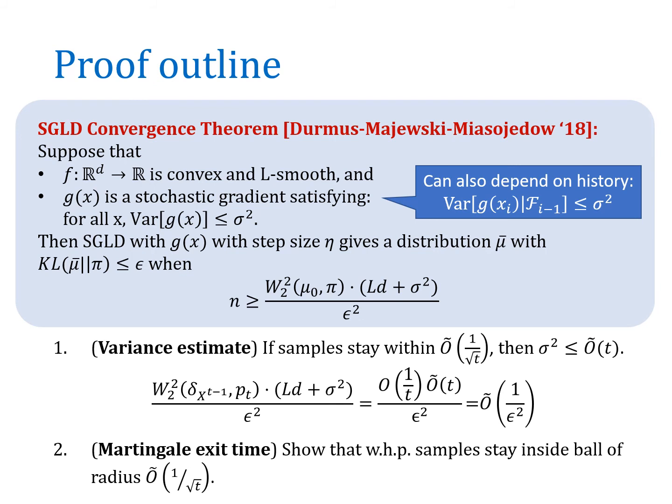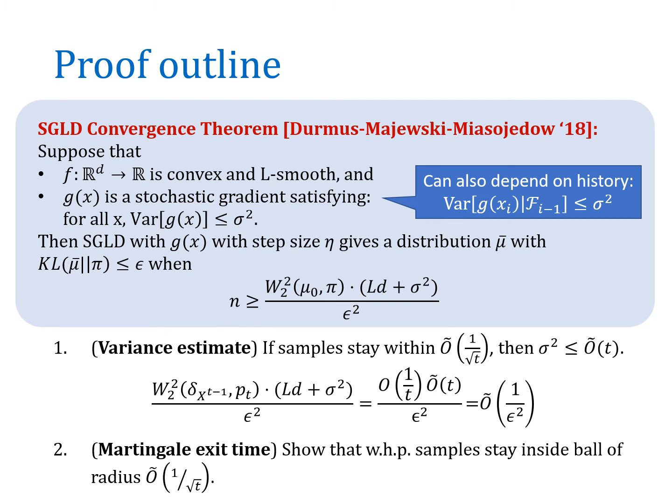Our proof relies on previous convergence bounds for SGLD. These bounds say that the number of steps necessary to get epsilon error is proportional to the initial squared Wasserstein distance times the variance of the stochastic gradient sigma squared over epsilon squared. Our first step is hence to bound the variance of the stochastic gradient.